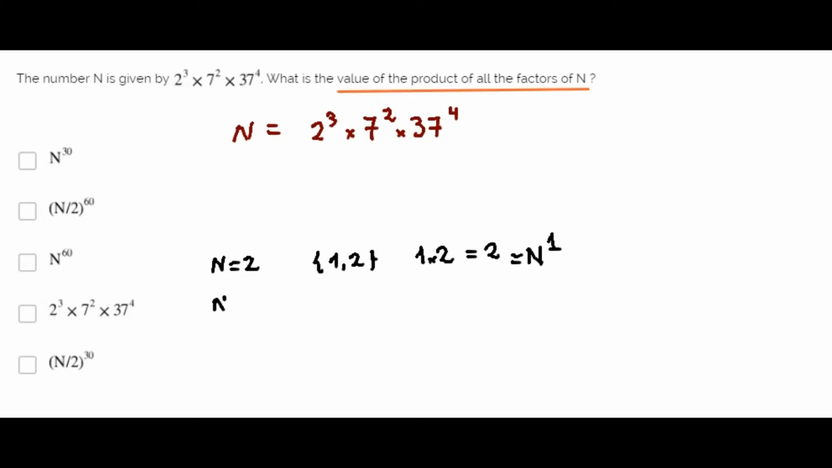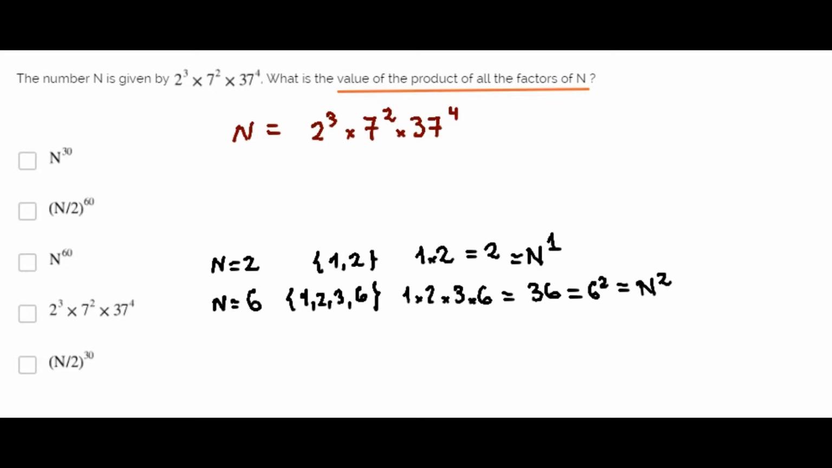Now, what if n is now 6? If n is 6, the factors of 6 are 1, 2, 3, and 6. Now, the product is equal to 36. 36 is 6 squared. In terms of n squared.